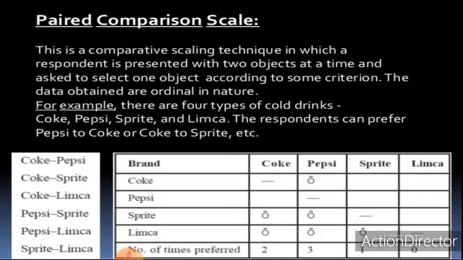So, once again, a paired comparison scale is a comparative scale technique in which a respondent is presented with two objects at a time and asked to select one object according to some criteria. For example, there are four types of cold drinks: Coke, Pepsi, Sprite and Limca. The respondents can prefer Pepsi to Coke or Coke to Sprite, etc. So this is the method of paired comparison scale.